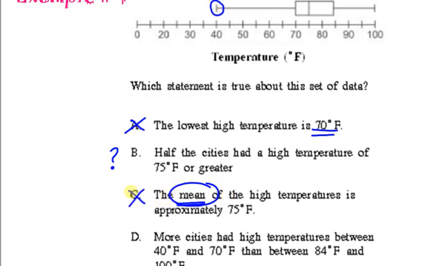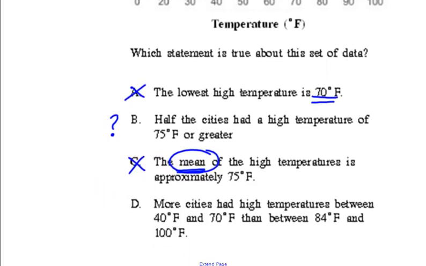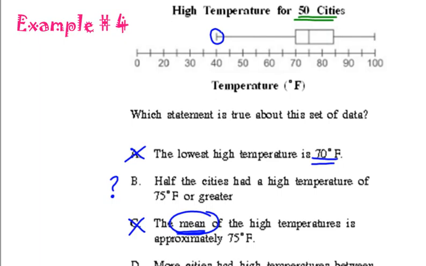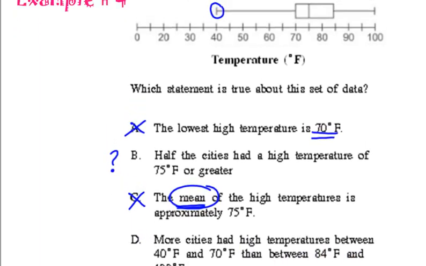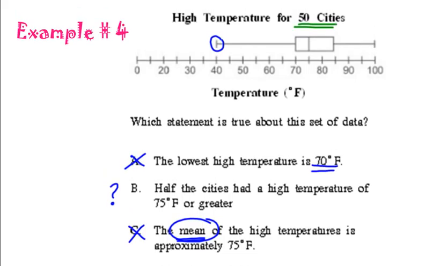Because a box and whisker plot has everything to do with medians. Remember, you find the median of the data, the median of the lower part of the data. And so anytime you see mean, it is usually wrong. More cities had a high temperature between 40 and 70 degrees than between 84 and 100 degrees.